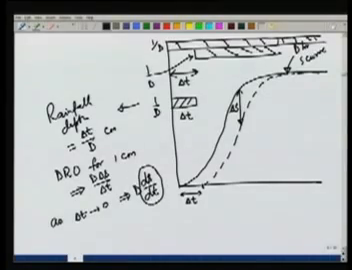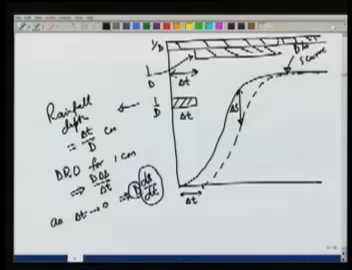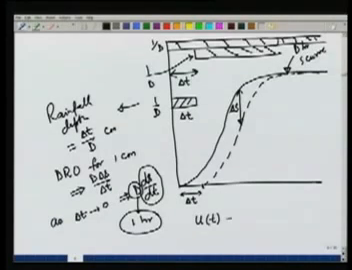dS over dt is nothing but the slope of the S curve at a particular time, and d, as we have seen, is the duration of the rainfall for the unit hydrograph. If we keep d equal to 1, then what we get is the ordinate of the instantaneous unit hydrograph at any time t will be dS by dt.